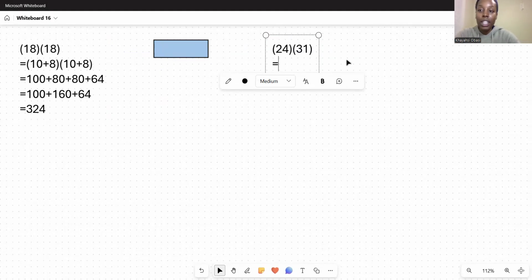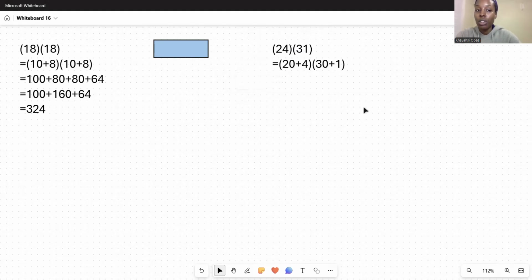All right, now that you figured it out, did you get something like this? If you did, great job. You just use the fact that the 2 is in the tens place, and the 4 is in the units place. Likewise, the 3 is in the tens place, and the 1 is in the units place.